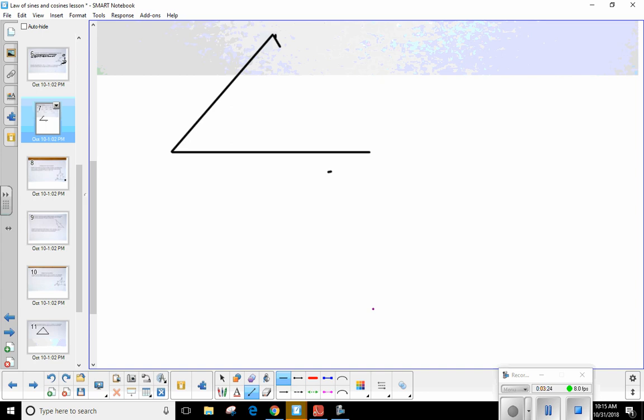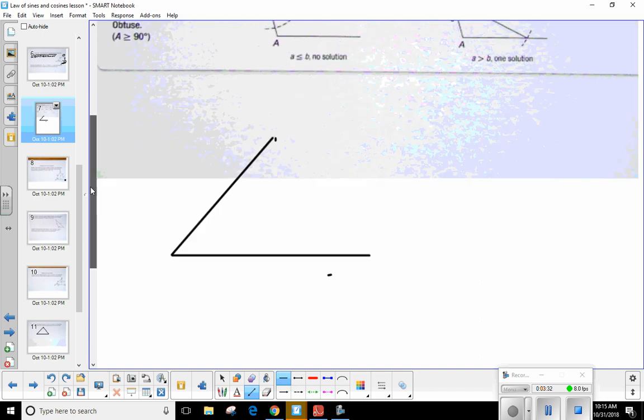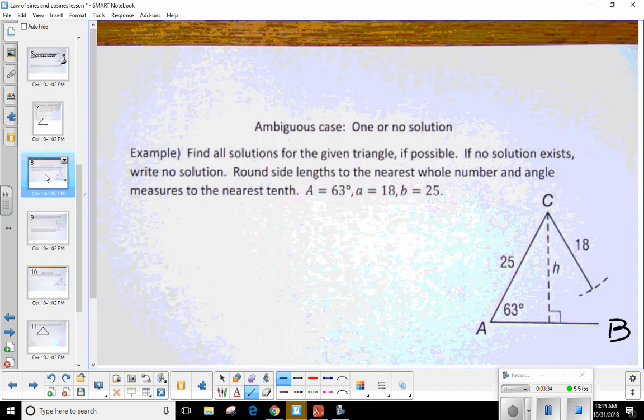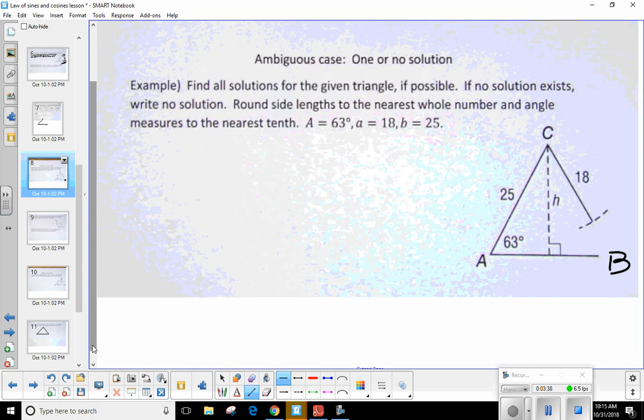Okay. So if that's the case, well, we just want to figure out, what's everything about those triangles? What are the angle measures and what are all the side lengths? So I think the best way is just to get right into a problem and let's see what you guys think. Okay, so this first one right here, we're back in your packet. Find all solutions for the given triangle if possible. If no solution exists, write no solution. Okay, round side lengths to the nearest whole number and angle measures to the nearest tenth.